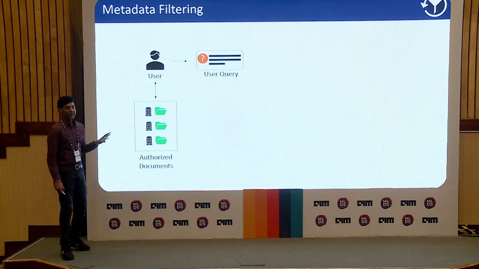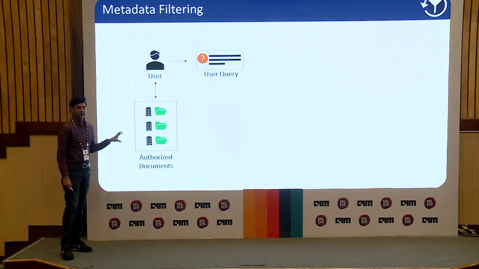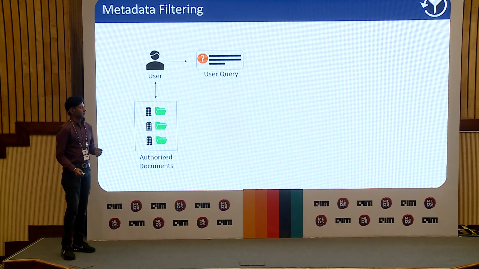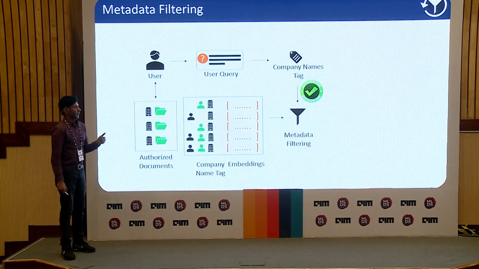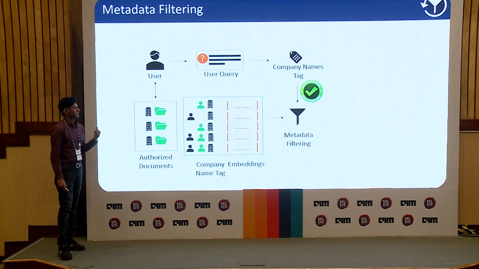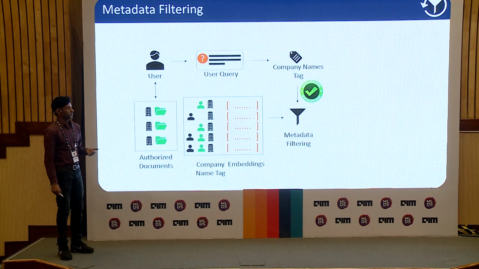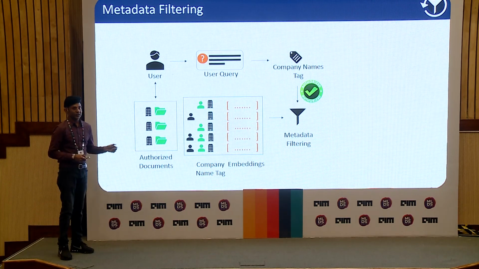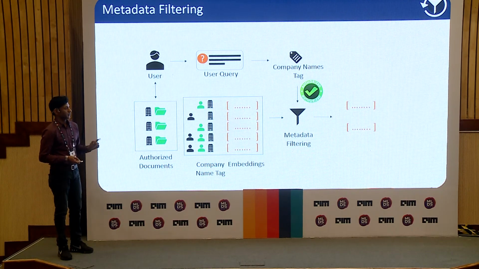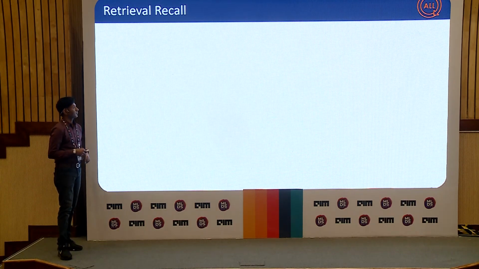Here, we are providing access to the user so that he can ask questions on the documents for which he is authorized to access. Once the user asks a question, we are identifying the metadata tags. We are using entity extraction models to extract the entities from the user query, and then we are using those entities to perform the filtering on our vector store. The relevant chunks are retrieved for generating the response.